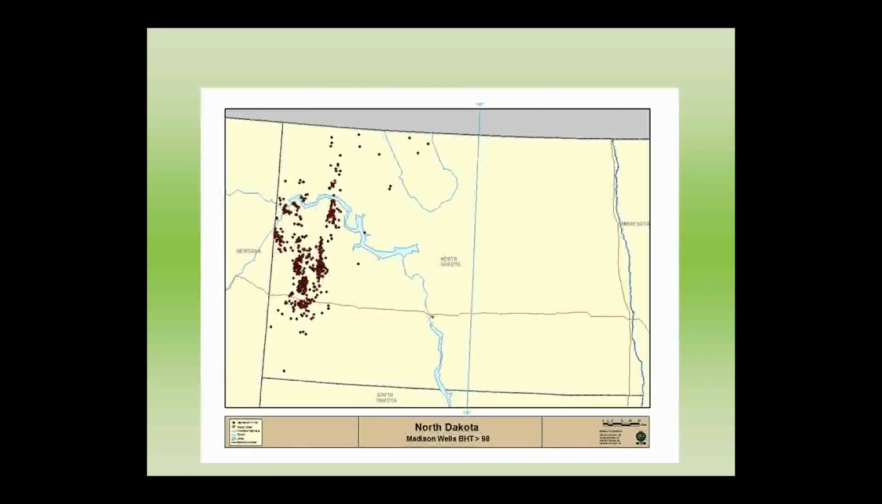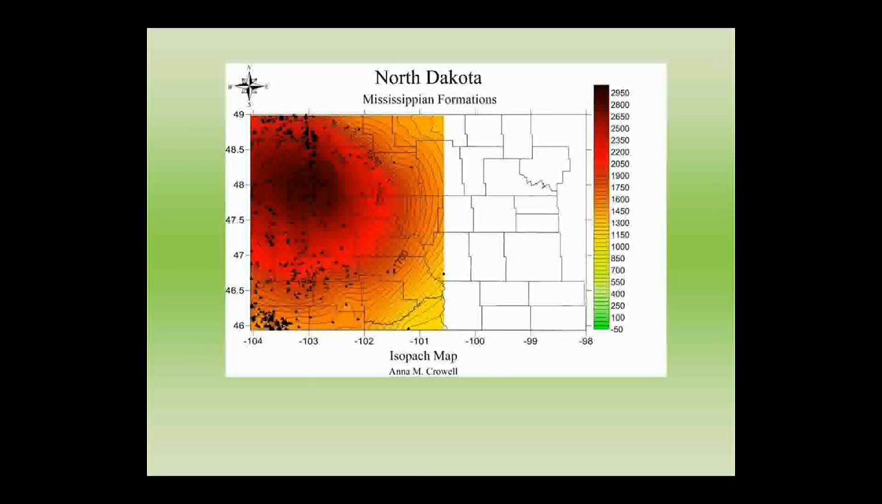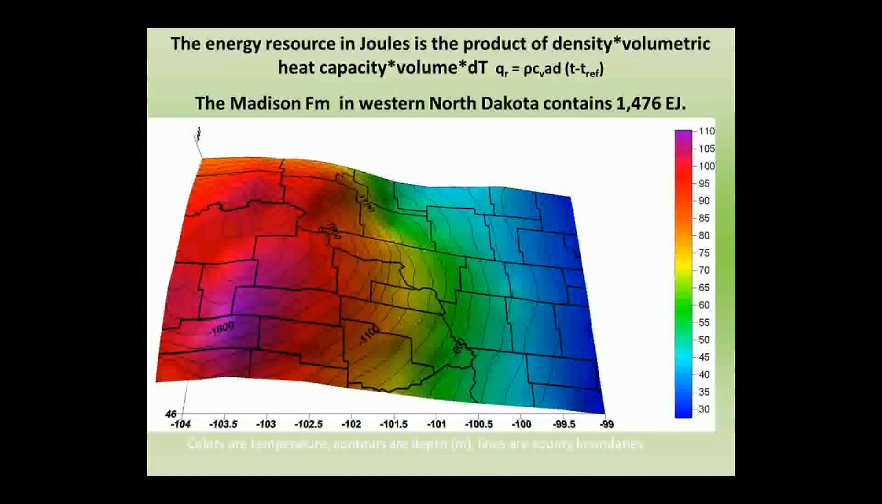This is a plot of all the Madison wells where the bottom hole temperature is greater than 98 degrees, and this is an isopac map of that same formation. So what we do is we put the isopac map together with the temperature map, and then we come up with a map that's something like this. The contours in this case are depth of the formation, the colors are the temperature.